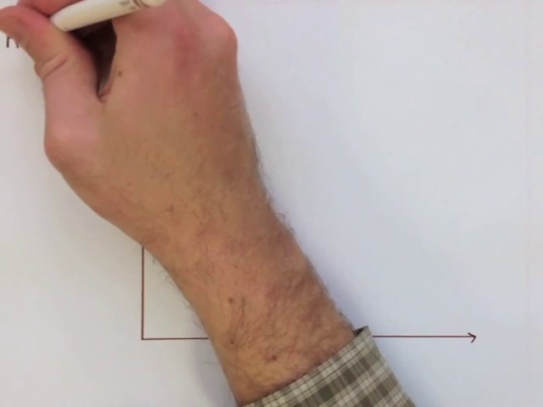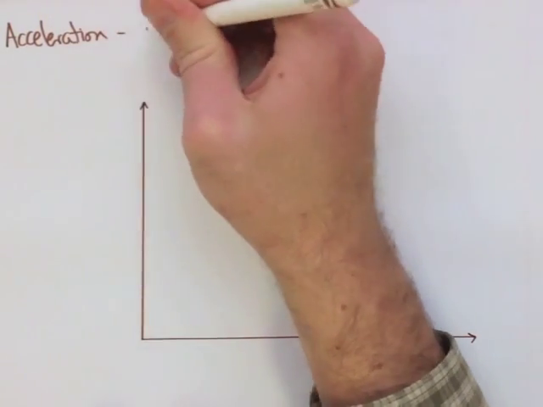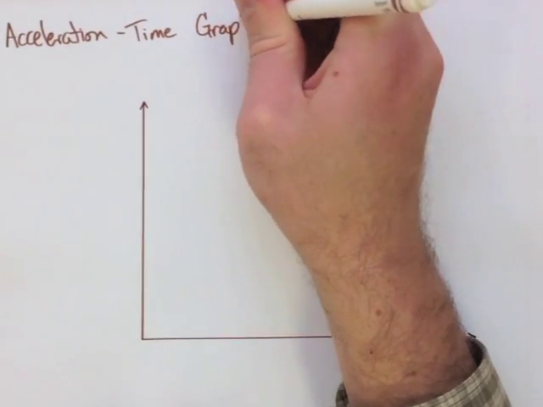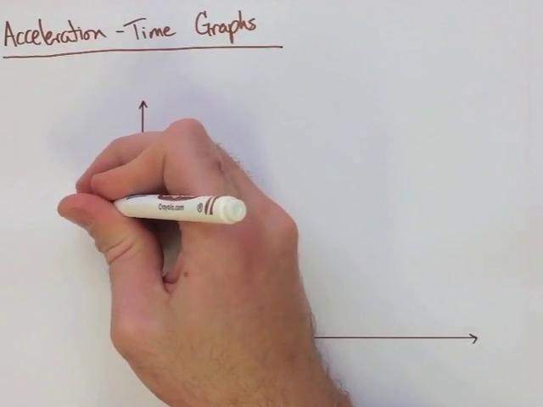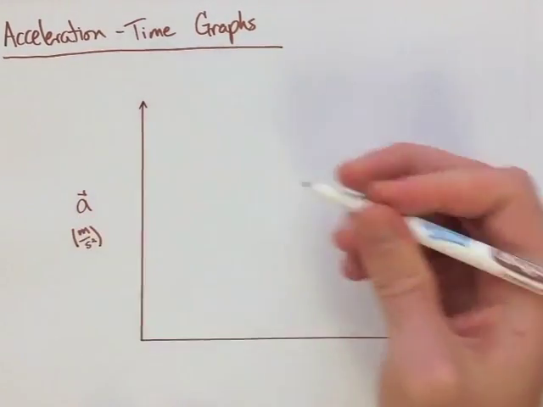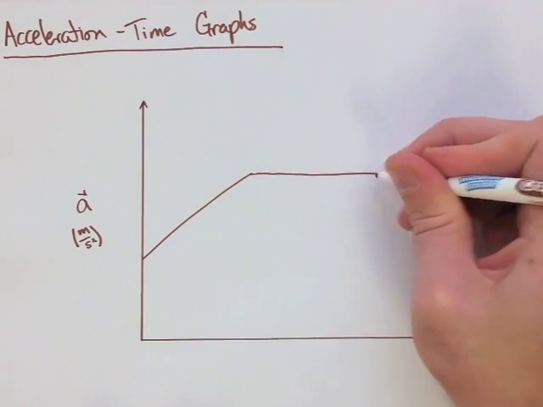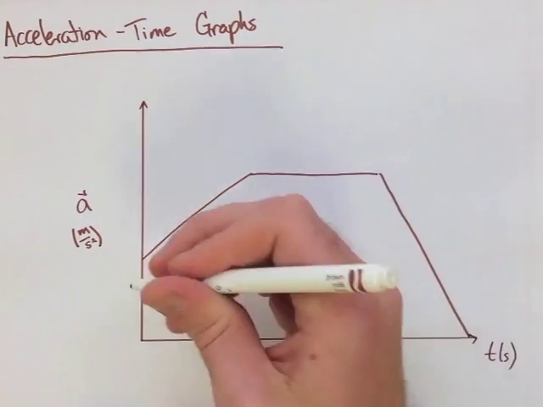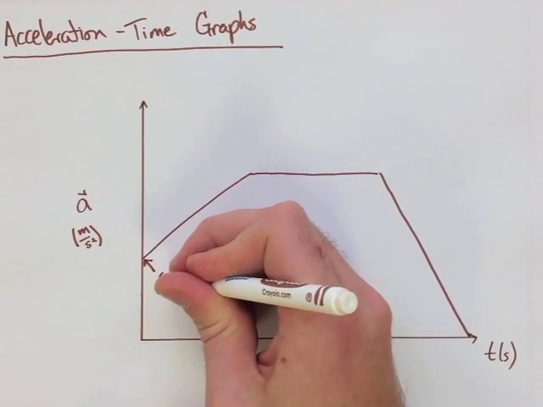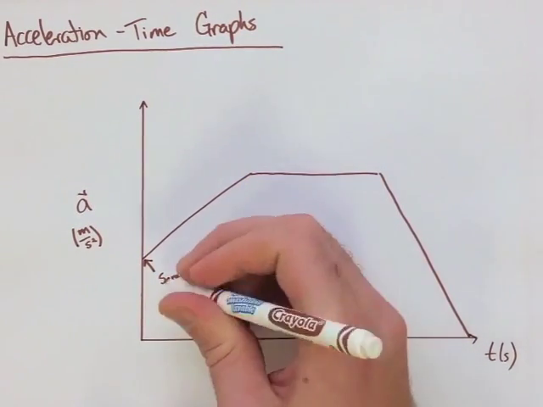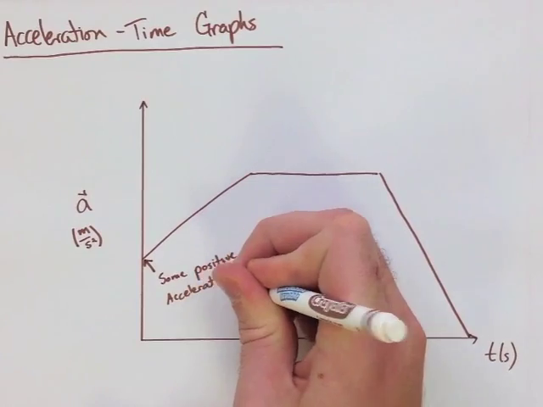An acceleration time graph is the last graph that we're going to look at for this unit, where we have acceleration on the y-axis and time on the x-axis. When we're looking at this graph, just because we get down to the x-axis doesn't necessarily mean we've stopped, it just means we have no acceleration left. Now here, our starting point means we have some positive acceleration.